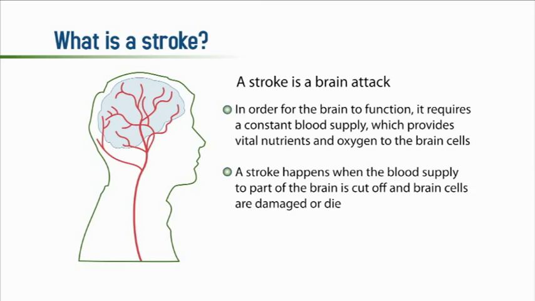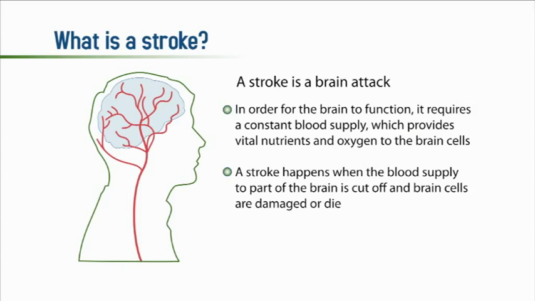We want to try and explain what a stroke is. So a stroke is sometimes called a brain attack. Your brain, this is a brain, not a real one obviously, is like your body's computer, it's your control centre. It controls absolutely everything that you do, your thinking, your thought processes.